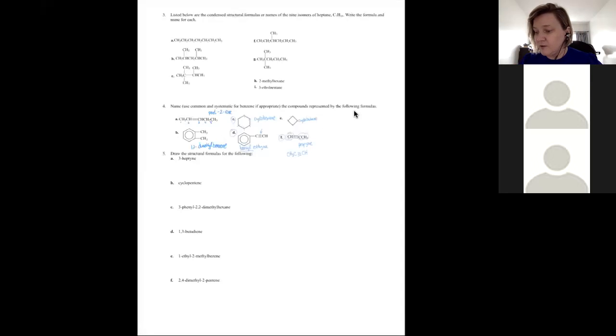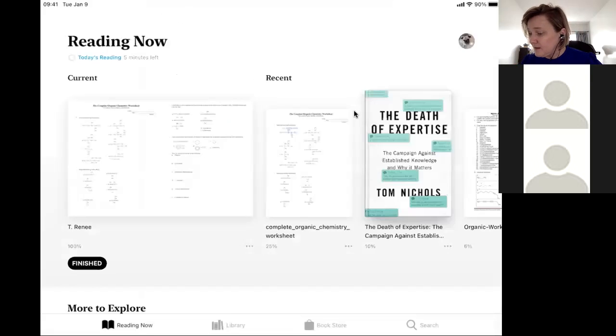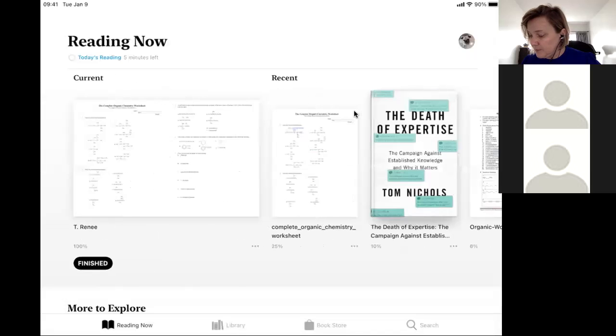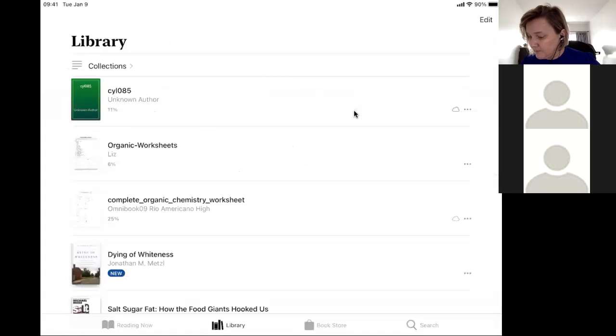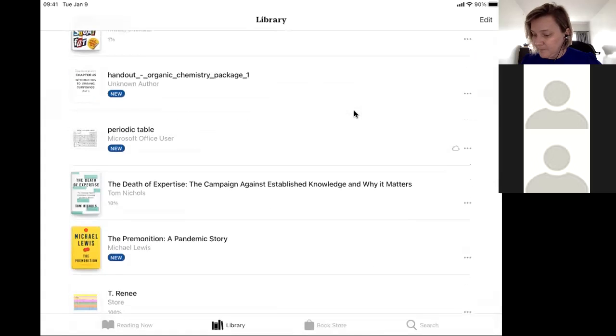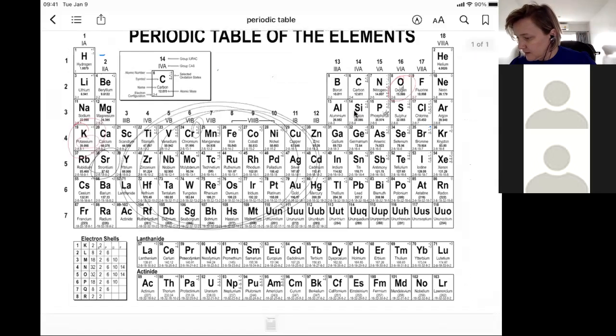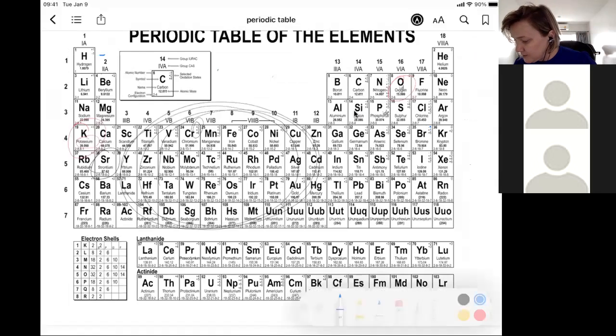Okay, we're not studying organic chemistry. So, oh, do I not have it? Here, it's in my library. There you go. Come on. Open. There. Okay, and it's got scribbles all over it as usual.